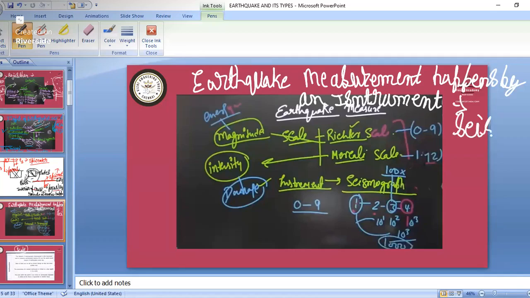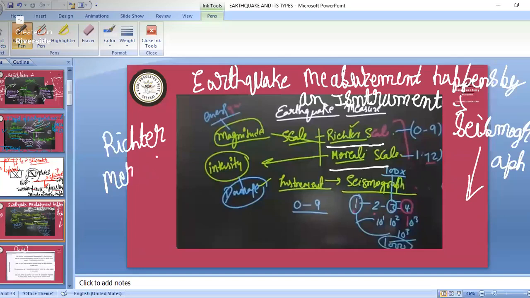On this seismograph, we have two scales. One is the Richter scale and another one is the Mercalli scale.